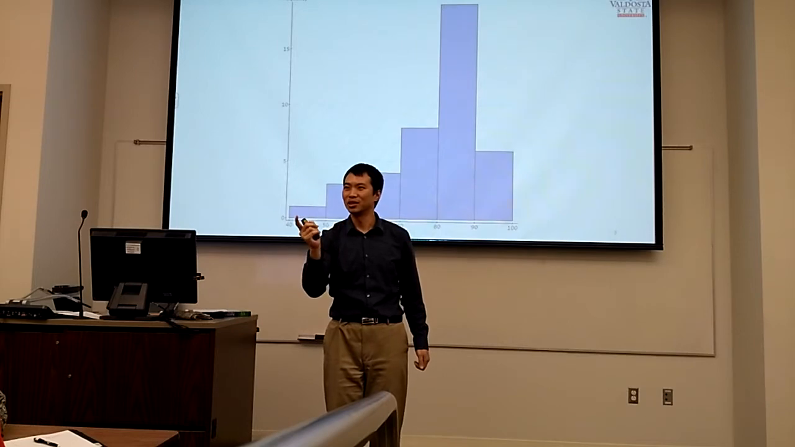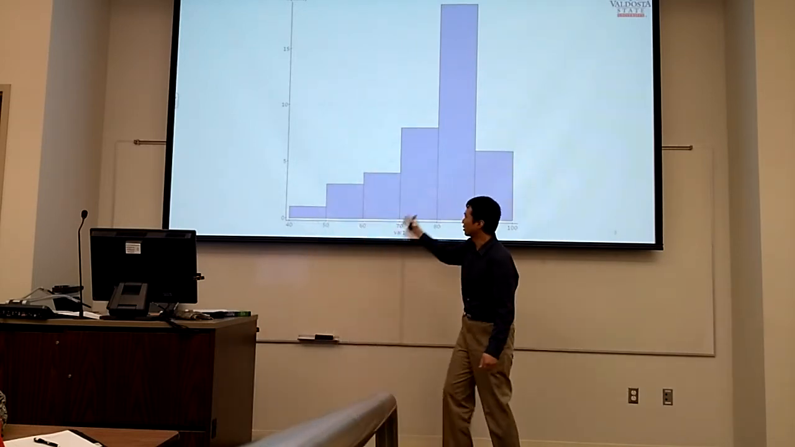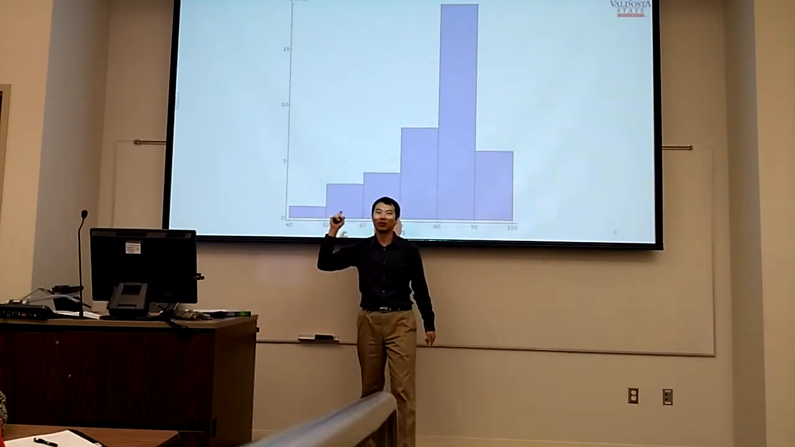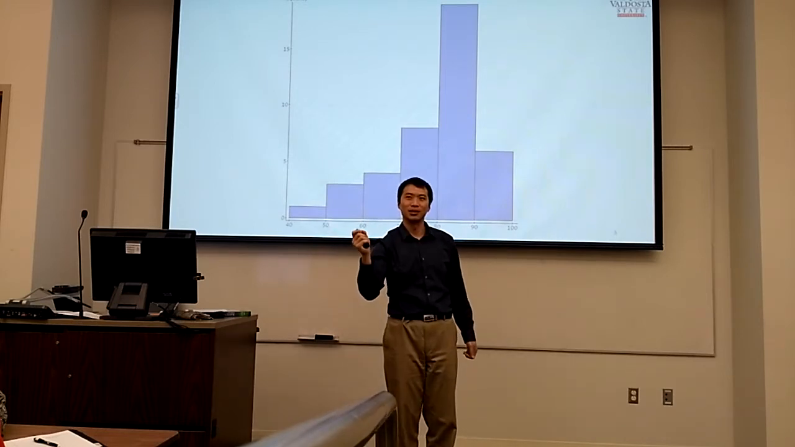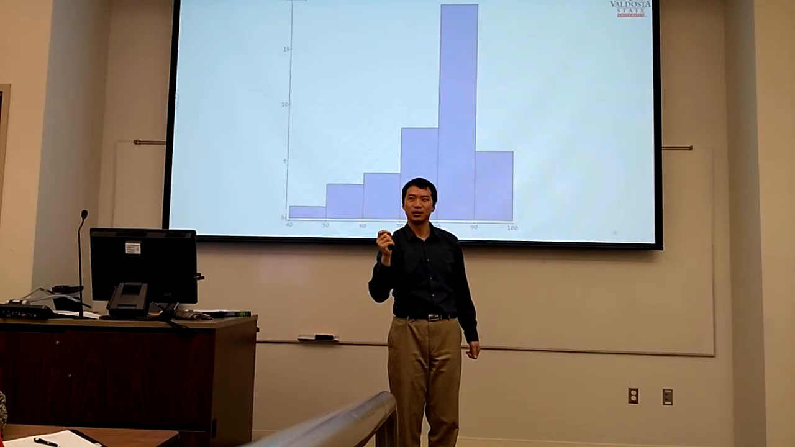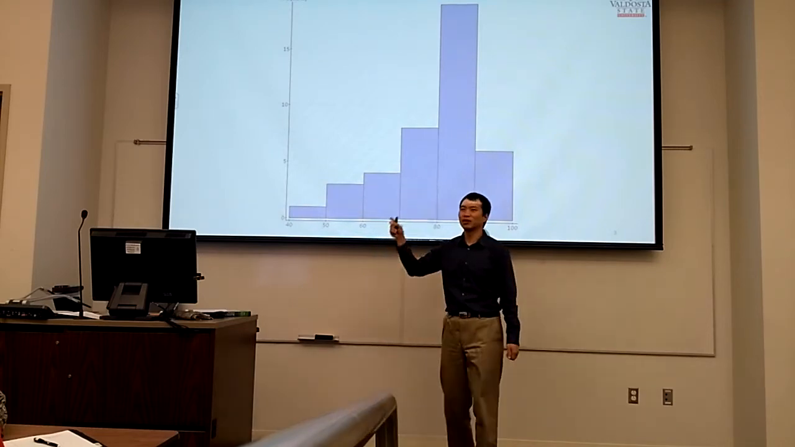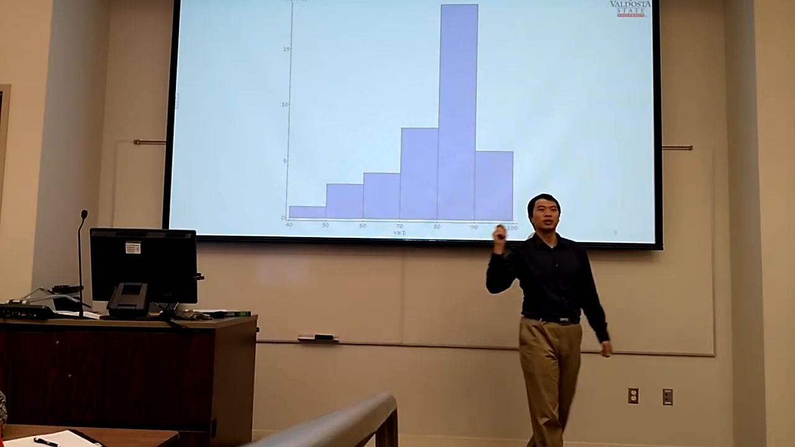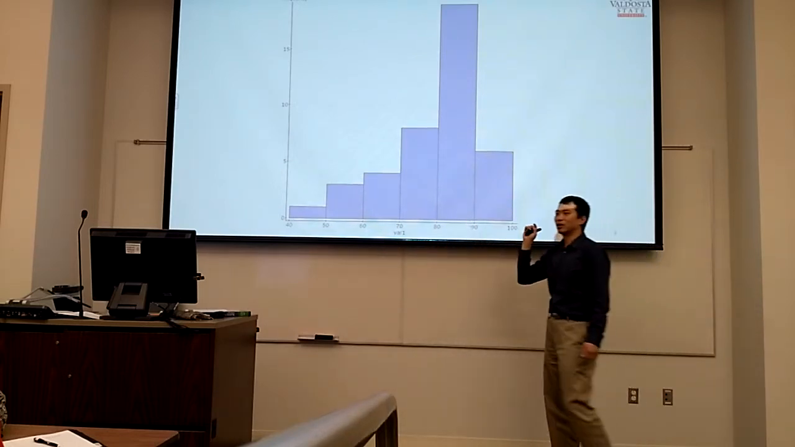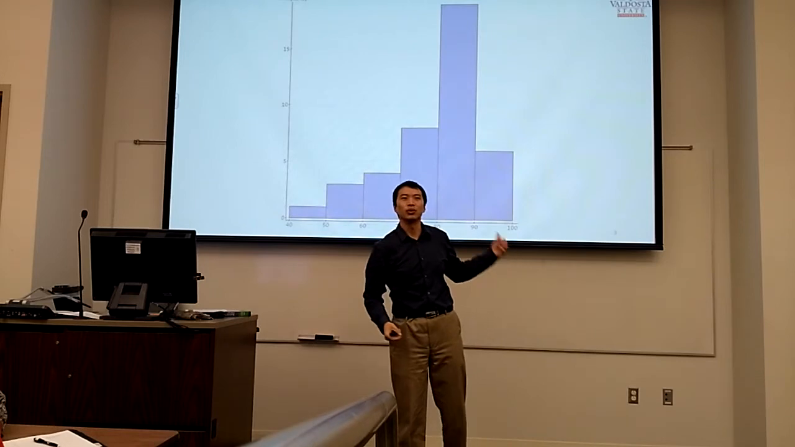So if we want to describe the center, we use mean or median. We use the median, right? When we have a symmetric distribution, we can use the mean. But if it's skewed to the left or to the right, we use the median.